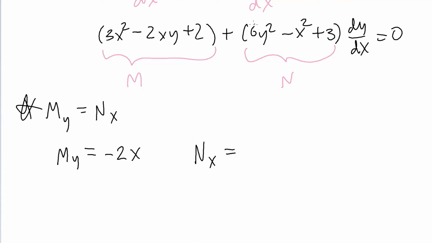Let's do N_x now. Our first term is 6y squared, and this has no x term in it, so that would just be 0. Our next term is negative x squared. Since it is an x, we can take the derivative of that in terms of x, and we get negative 2x, and 3 is 0. So we see that our M_y and N_x are equal, so this function is exact. Yay!